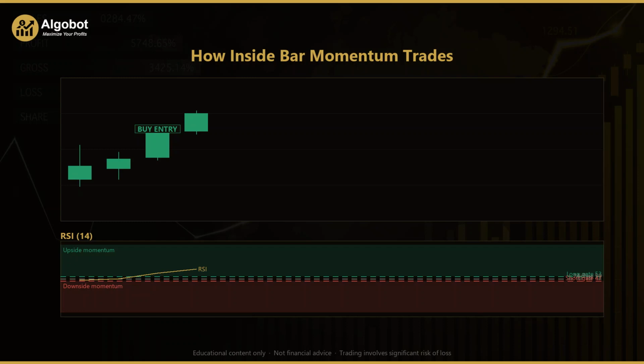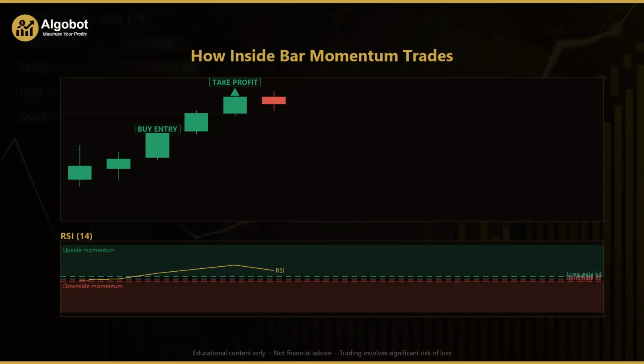The moment it closes, the strategy arms itself, storing the mother bar's high as the upside breakout wall and its low as the downside wall, and it keeps that setup live for up to 4 bars. Now watch the RSI in the lower panel. Through the compression, it's hovering right around the 50 midline, so momentum is undecided and the strategy waits.